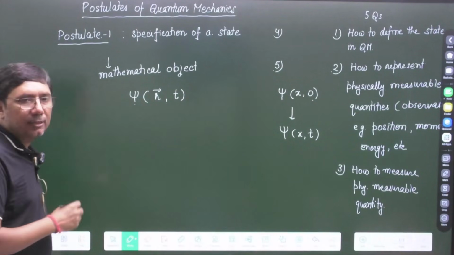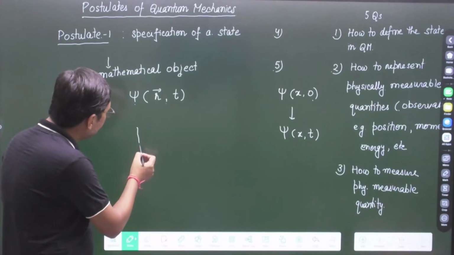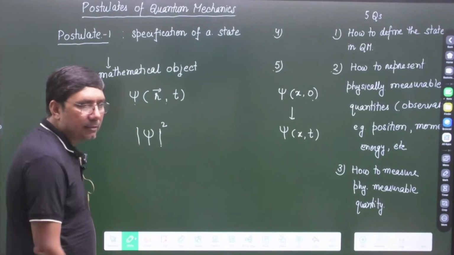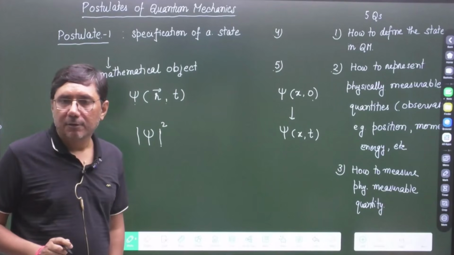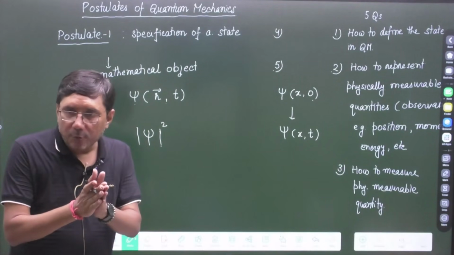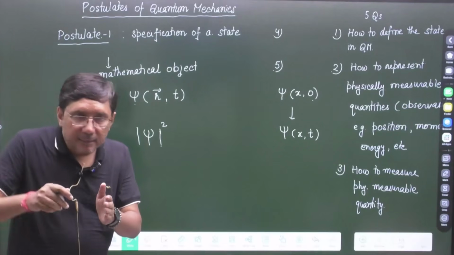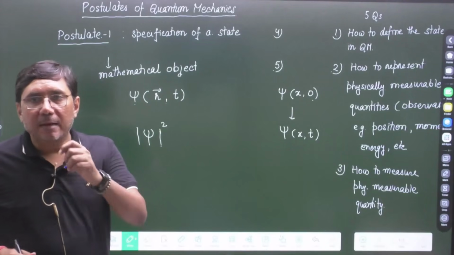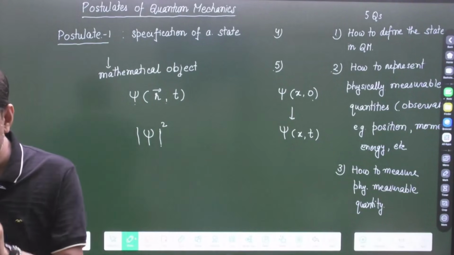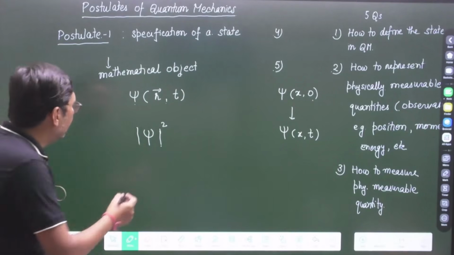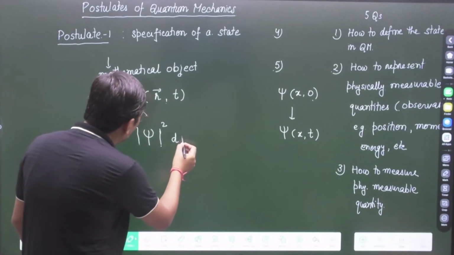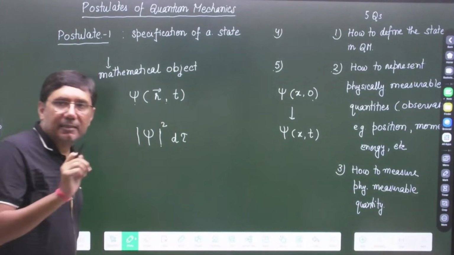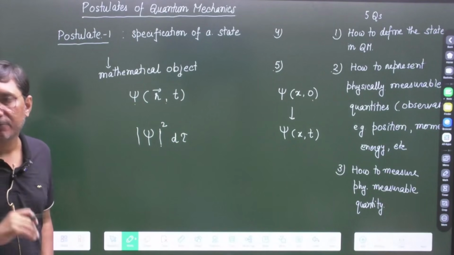But if you make the square of this, psi square, and you want to find out the probability of finding the particle in a given volume dτ, then the probability of finding the particle in a small volume dτ will be given by this. This has a physical meaning. You are going to represent psi, but psi itself doesn't have any physical significance.